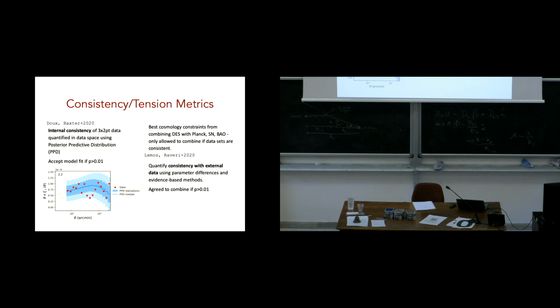So then we agreed to use a combination of both parameter differences in cosmology and evidence-based methods to do a comparison directly in the full parameter space to quantify consistency with external data. And we will only combine if the p-value is larger than 0.01. And importantly, again, we already made the list of what external combinations we would try beforehand.